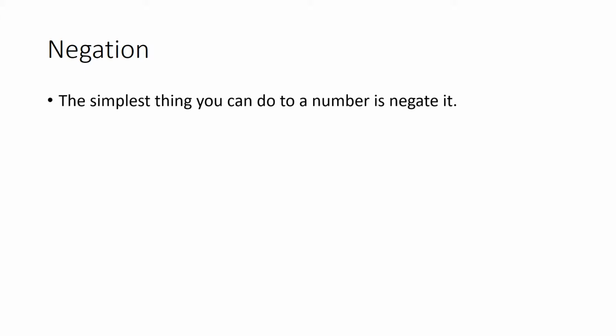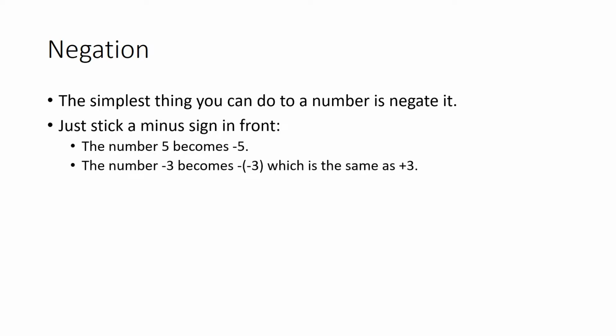And the first one, you can't get much more simple than negation. So the negation operator is the simplest thing you can do to a number because all you do is negate it. Stick a minus sign in front, it becomes a negative. So the number 5, if you stick a minus sign in front, it becomes negative 5. And if you stick a minus sign in front of a minus 3, then it becomes negative minus 3, which is the same as plus 3.